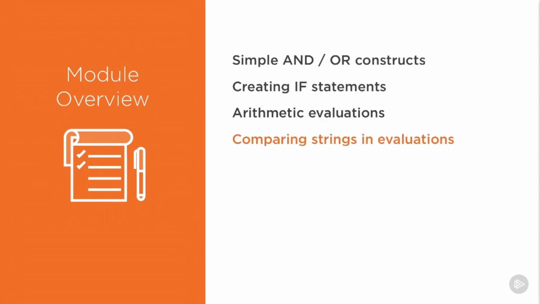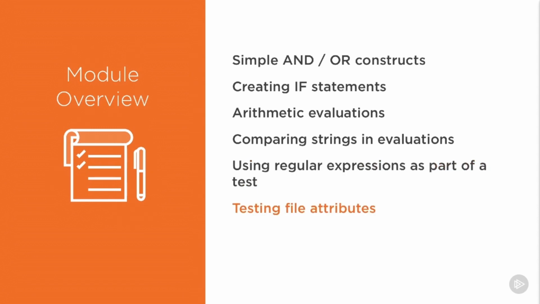We'll be looking at how we can compare string values. And we'll move into then looking at how we can use regular expressions as part of our conditional test. Once we've done that, we'll be looking at how we can test file attributes. This is really important because we can build this into our scripts to make sure that a directory doesn't exist before we create it, or the fact that we might have the write permission through to a directory before we try and create a log file in that directory.